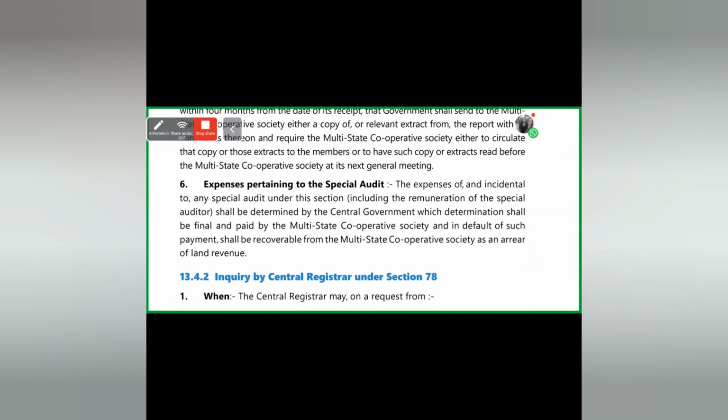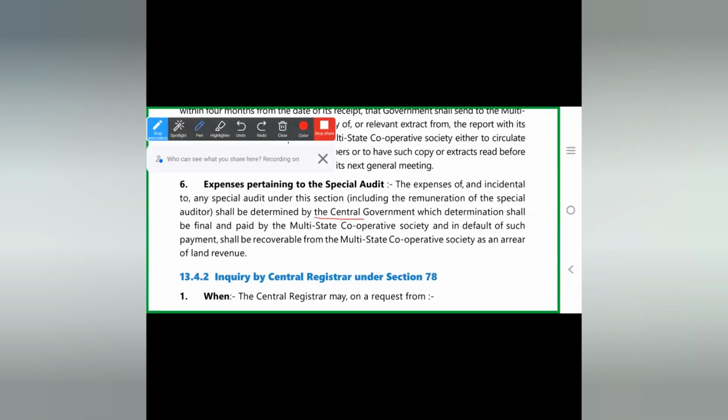Expenses pertaining to special audit. The expenses of and incidental to any special audit under this section, including the remuneration of the special auditor, shall be determined by the central government, which determination shall be final, and will be paid by the multi-state cooperative society. And in default of such payment, that shall be recoverable from the multi-state cooperative society as an arrear of land revenue. This point is very important. Is this clear?